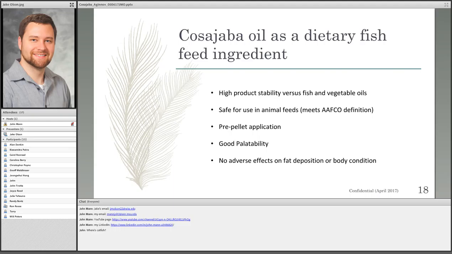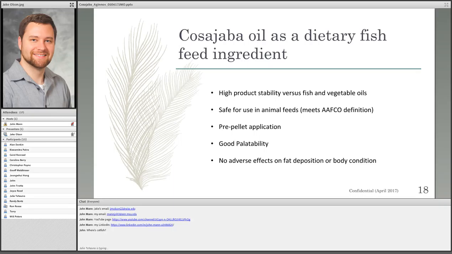The other really nice advantage of using an oil like this is that we can formulate diets pre-pellet. So that becomes really important when you're trying to introduce a new feed ingredient into a feed manufacturer's process. You definitely don't want to try to introduce something post-pellet. Way easier if you can do it pre-pellet. It's much less disruptive to the feed manufacturer process.